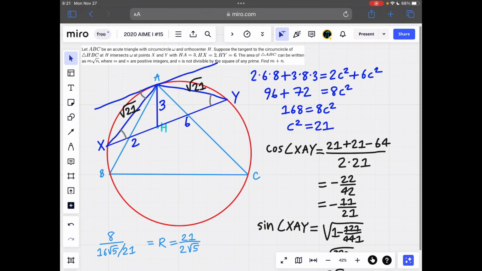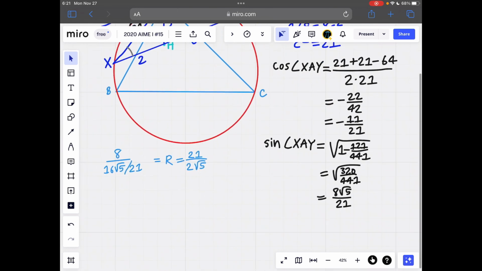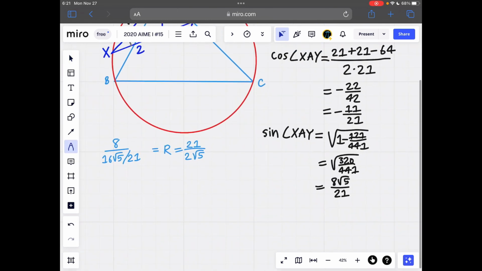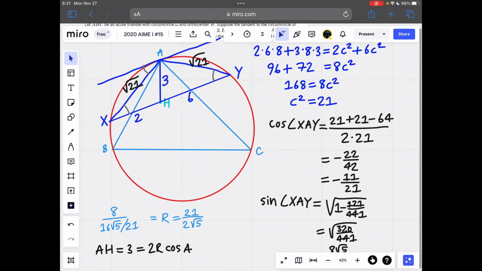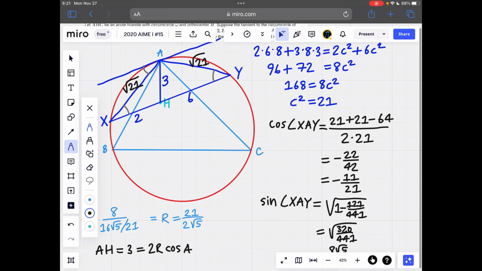So what can we do next to find BC or anything that will move us forward in finding the area of triangle ABC? Well, we know AH, and that's equal to 3. And it turns out AH can be easily expressed in terms of the circumradius and cosine A. So recall that AH is equal to 3, which is 2R cosine A. And this can be proved very easily by using the law of sines on triangle AHB.